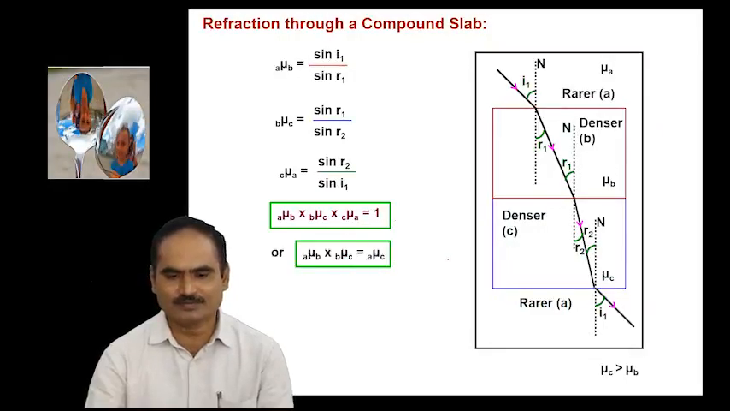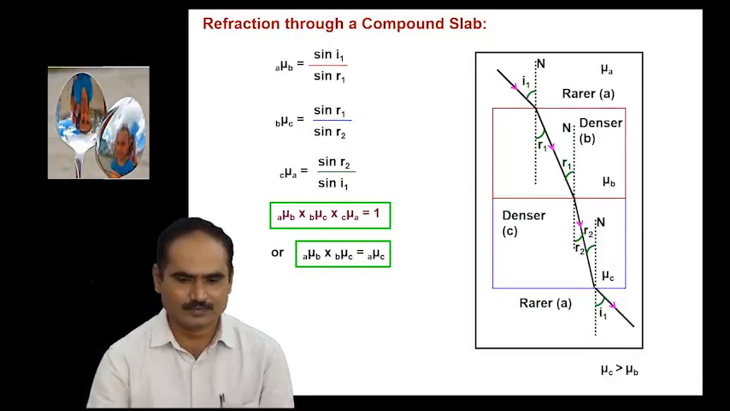So therefore, refractive index of A with respect to B into refractive index of C with respect to B and refractive index of A with respect to C is equal to 1. So if you take this A with respect to C to the other side, you will get 1 by this. And take the reciprocal, then you will get the refractive index of C with respect to A. Refractive index of B with respect to A, same thing we are writing here.